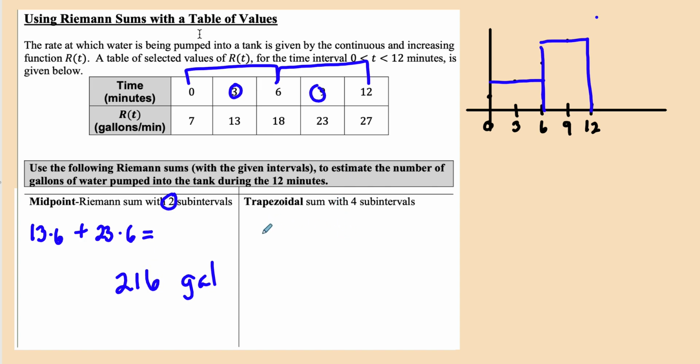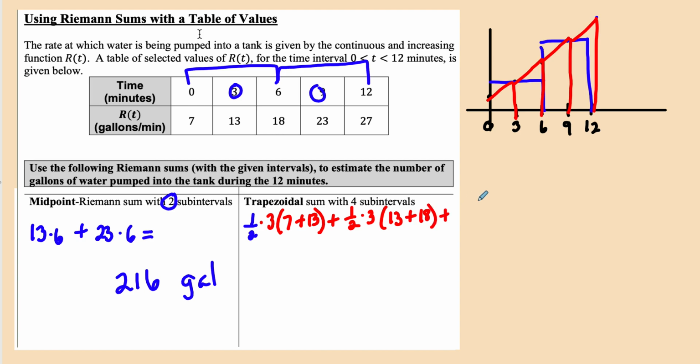Now, when I use the trapezoidal rule with 4 subintervals, then remember that I'm doing 1/2, and each time, let me go ahead and draw it. What I'm doing is a trapezoid every time, like this. So I'm going to do 1/2 times my width of 3, times the heights 7 plus 13, and then I'm going to repeat it: 1/2 times 3, and this time my heights will be 13 plus 18, plus 1/2 times 3 times 18 plus 23, plus 1/2 times 3 times 23 plus 27.